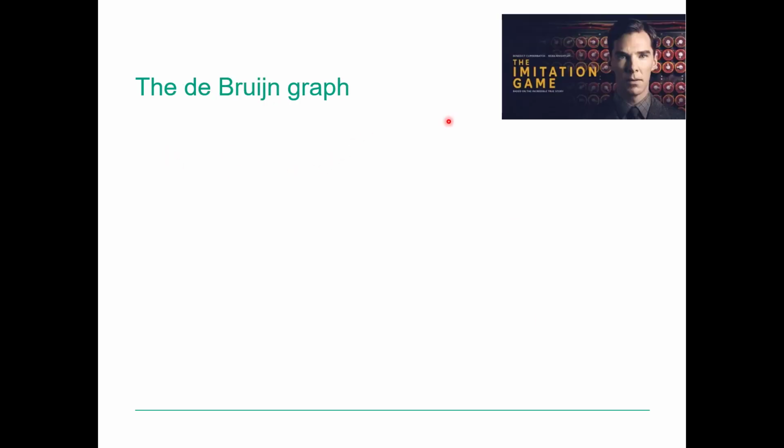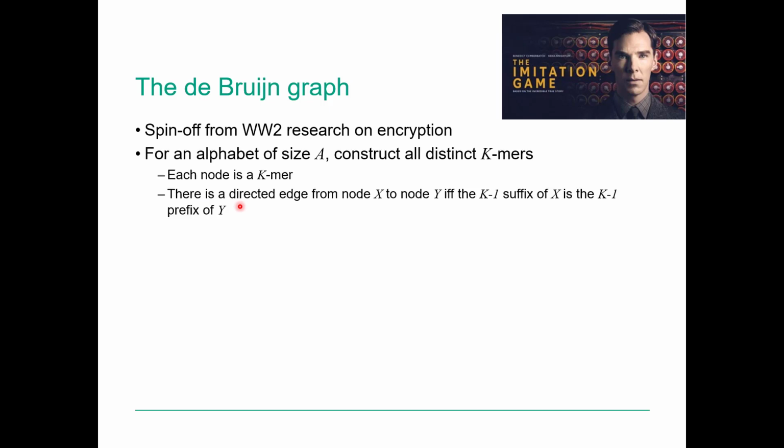So, the de Bruijn graph idea. Rob Edwards talked about this if you looked at the video, and I'm just briefly mentioning it here now. It spun out of World War II encryption research, and you have probably seen this movie. If you haven't, you should go and have a look at it. It's about the dawn of computers, and Alan Turing, who was the man behind what we today call computers.